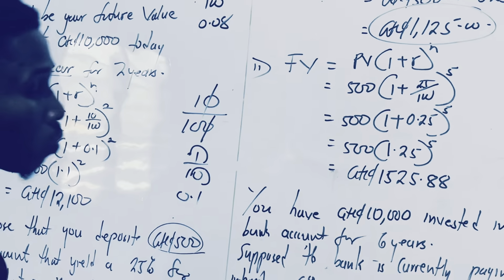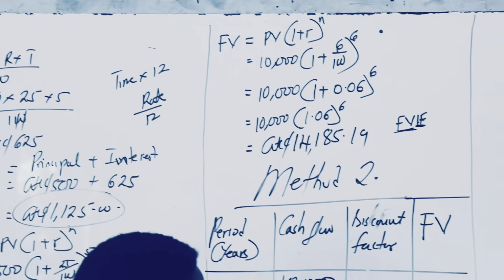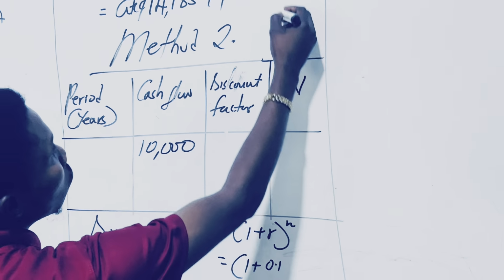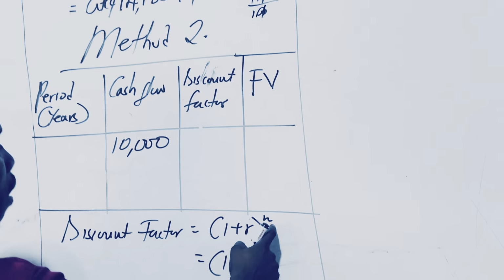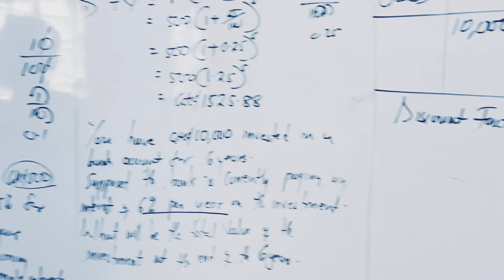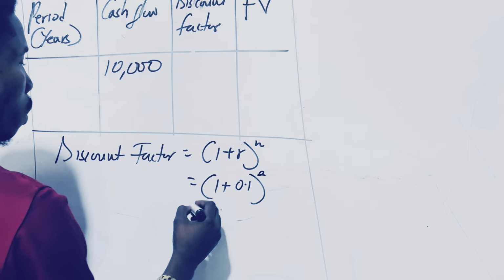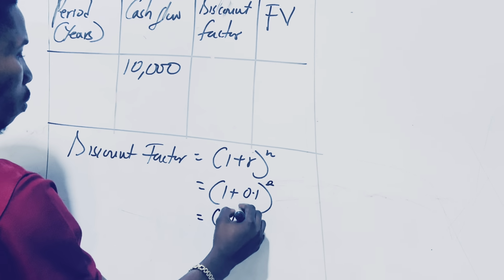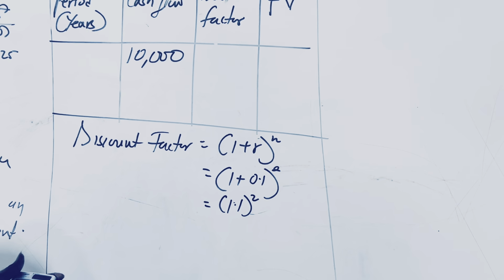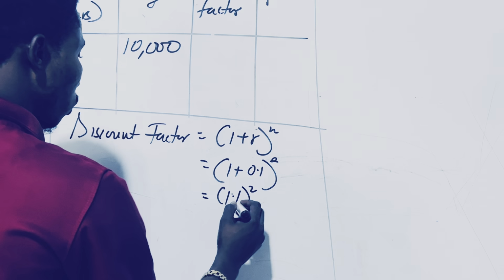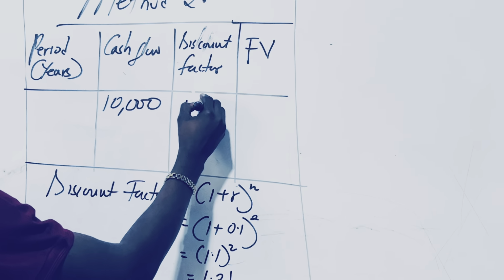That is 10%. Remember, 10% means 10 over 100, which can be written as 0.1. And then the n is the number of years. How many years do we have here? 2 years. So I put 2 here. So we have 1.1. So 1.1 raised to the power 2 will give us 1.21. So let's put our 1.21 here.